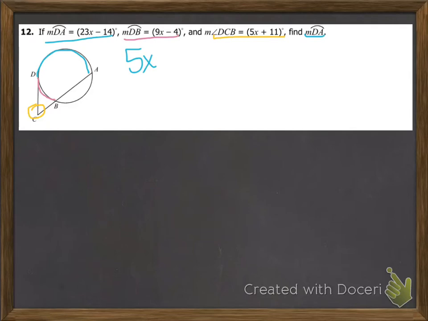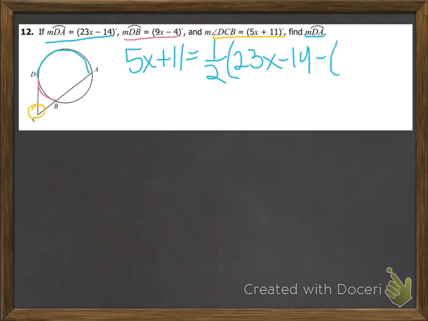So we have 5x plus 11, that's my angle, and it's still going to be equal to 1/2 times the bigger arc minus the smaller arc. The bigger arc is DA, so that's going to be 23x minus 14, and then minus again arc DB. So once again, parentheses, 9x minus 4, close parentheses, close parentheses. Now let's start working with this equation here. We got a lot to do.